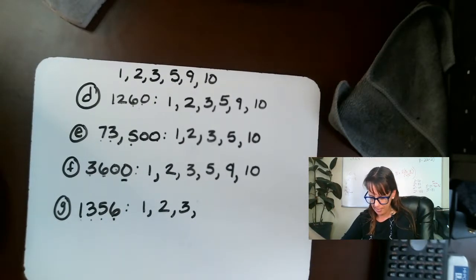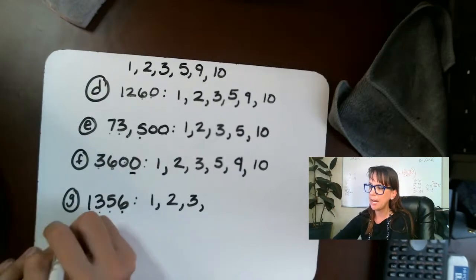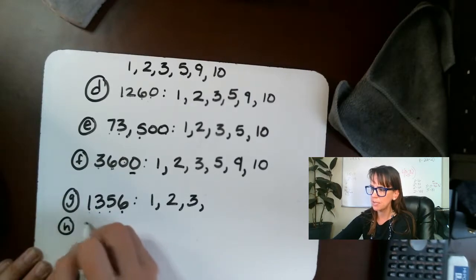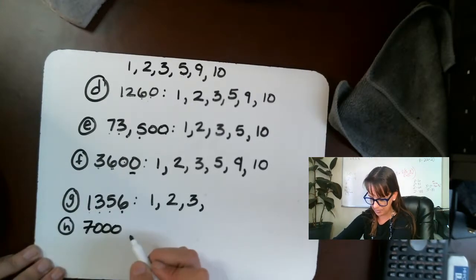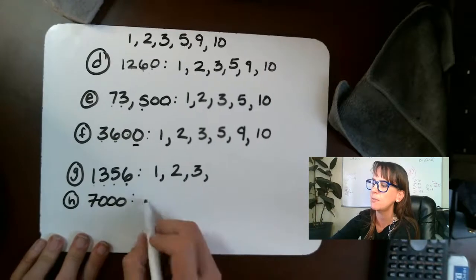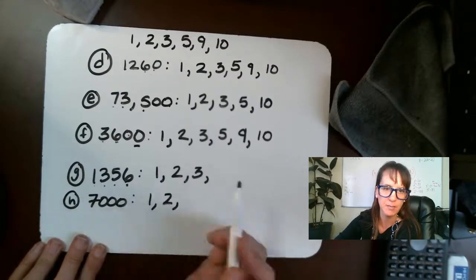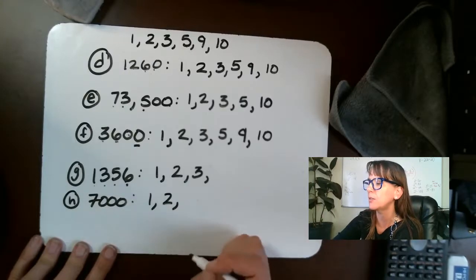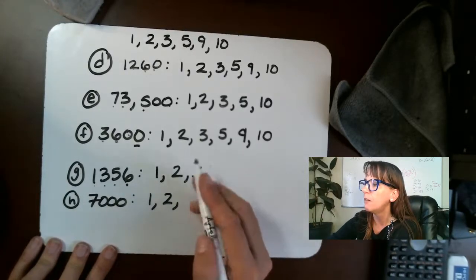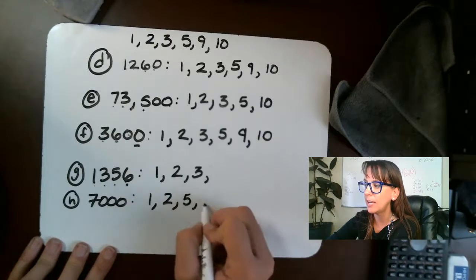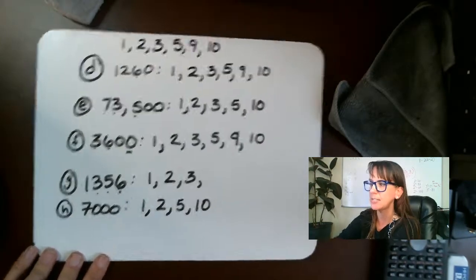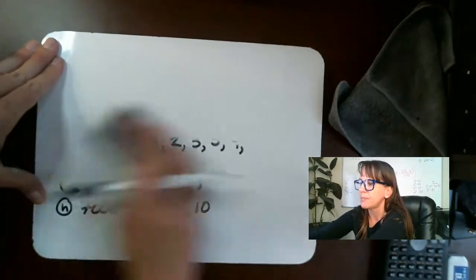All right, so for H, the number 7,000 is divisible by which single digit numbers? Again, we're going to do the same thing. 1, 2, not 3, because 7 plus 0 is 7, and 3 does not go into 7. Same with 9. 5, yes, and 10. 5 and 10. All right, so that was H.